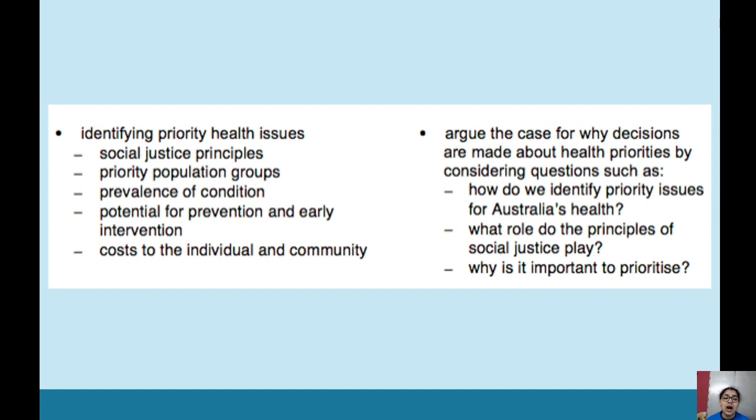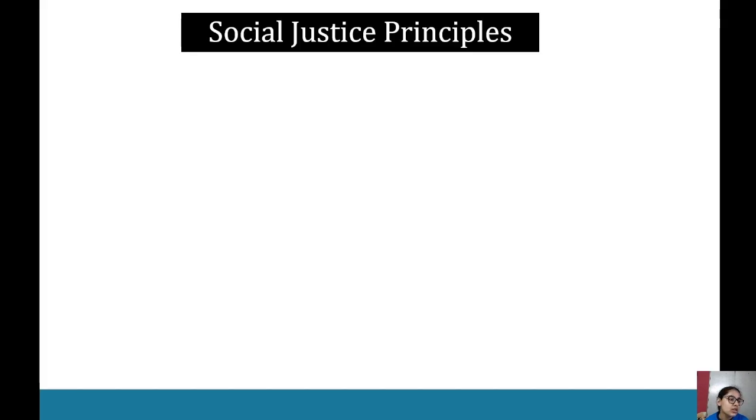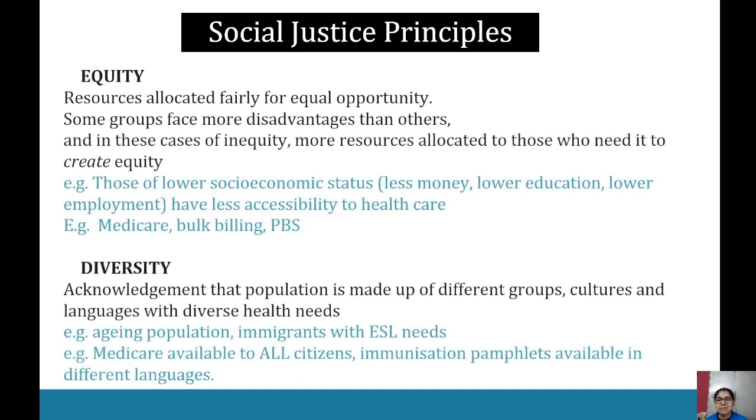We'll also be arguing the case for why the decisions are made about health priorities by considering questions such as, who do we identify? How do we identify priority issues for Australia's health? What is the role of the social justice principles, and why is it important to prioritize? So you would have come across social justice principles in year 11. So let's go through them.